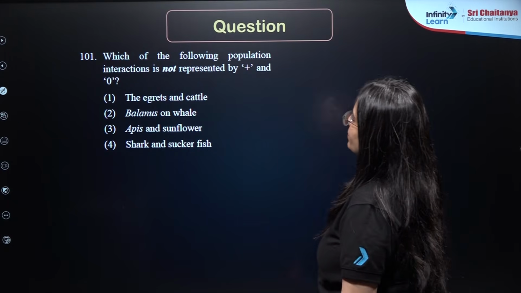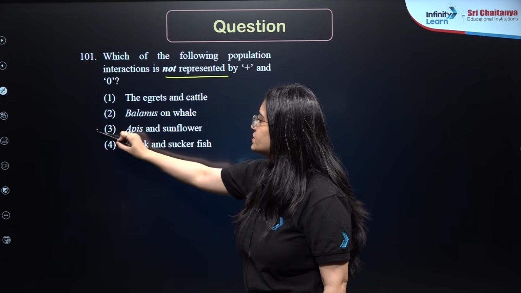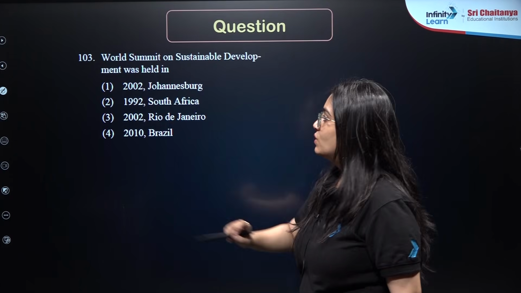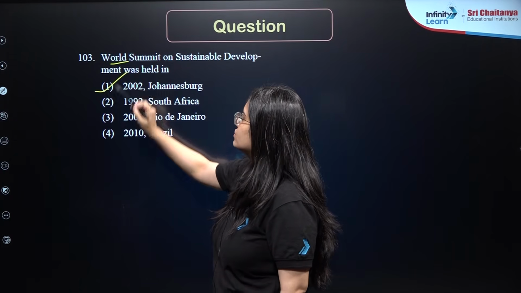Which of the following population interactions is not represented by positive 0? Very simple, Apis and sunflower, obvious. The World Summit on Sustainable Development was held in 2002 in Johannesburg.